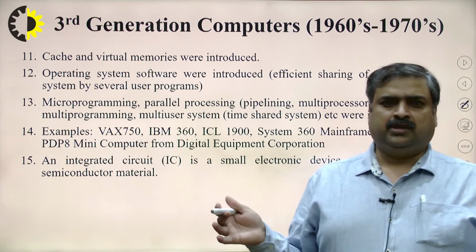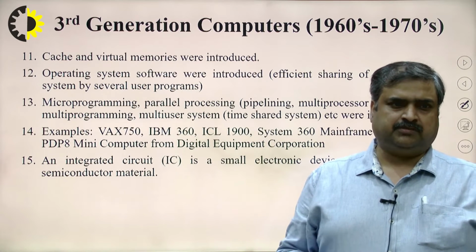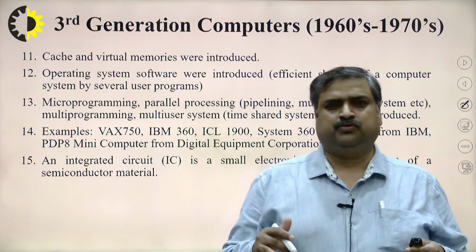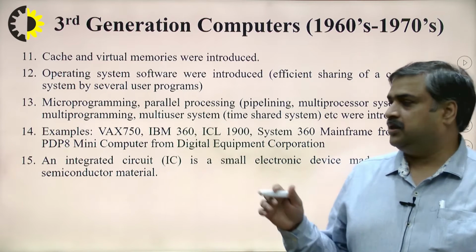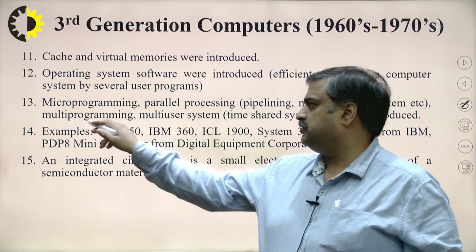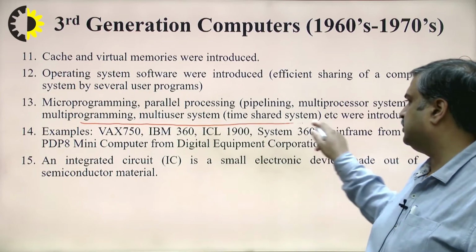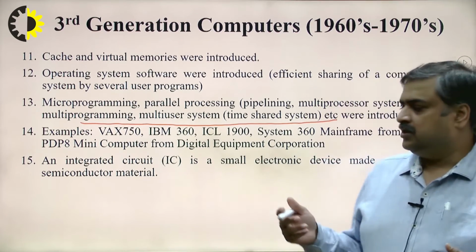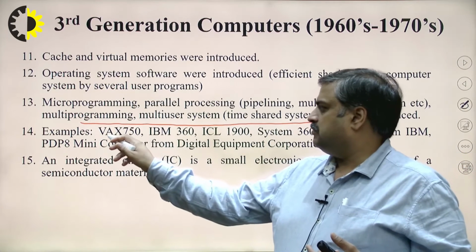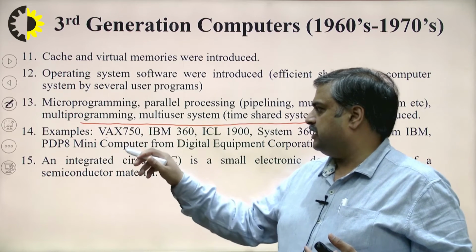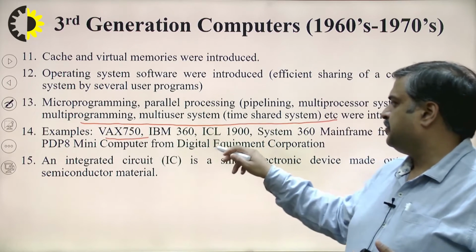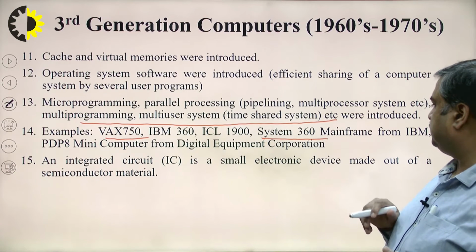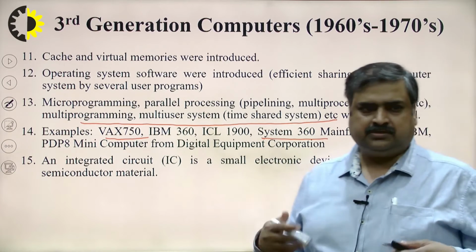Everybody can use their own operating systems. Some parallel processing was also introduced to improve performance, like operating systems with multi-programming, multi-user systems, and time-shared systems. At that time, some popular computers like VAX 750, IBM ICL 900, and the System 360 mainframe from IBM started evolving.